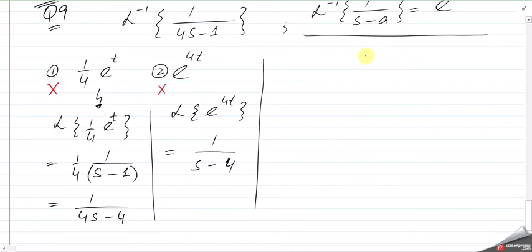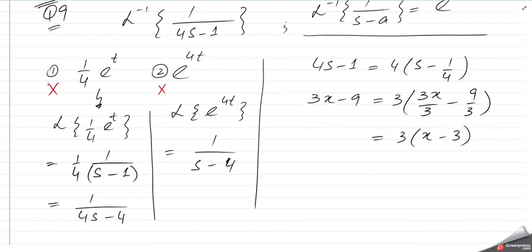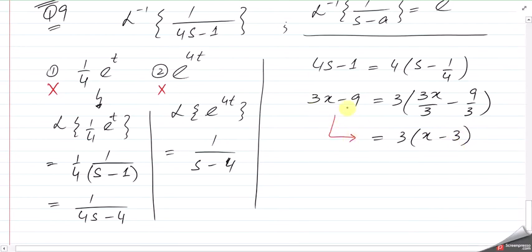For this one, we are going to take common. 4s minus 1 equals 4 times s minus 1 by 4. Why do we write 1 by 4? Let's say you have 3x minus 9 and you take 3 common. How does that work? We divide by 3 and we divide by 3 and we get 3 times x minus 3. Is that right? When you take 3 common, 3 is gone out, we get x here and minus 3, because we divide by 3 on both terms.